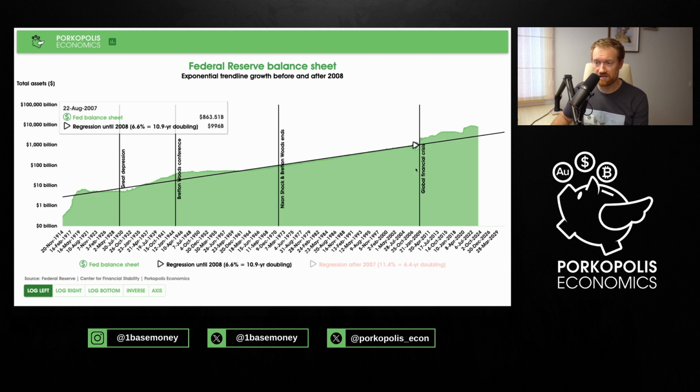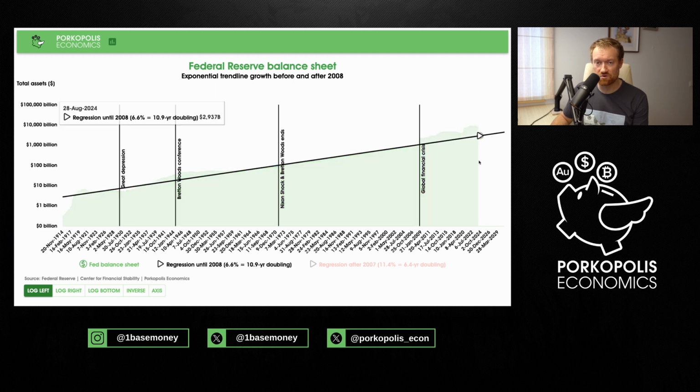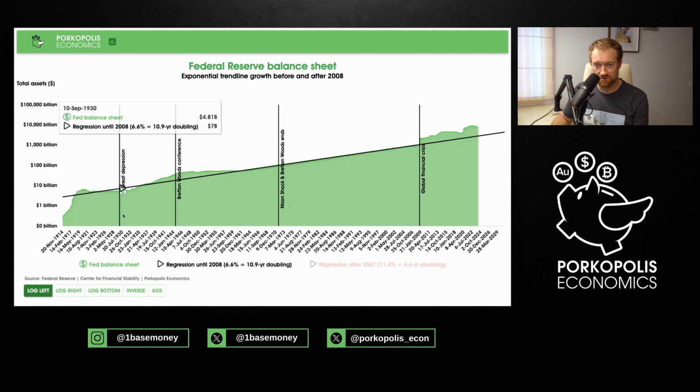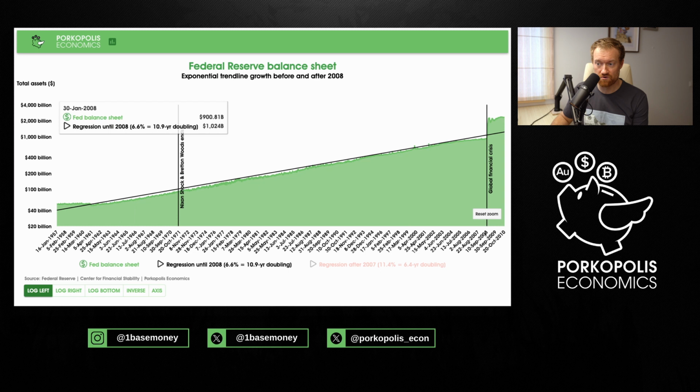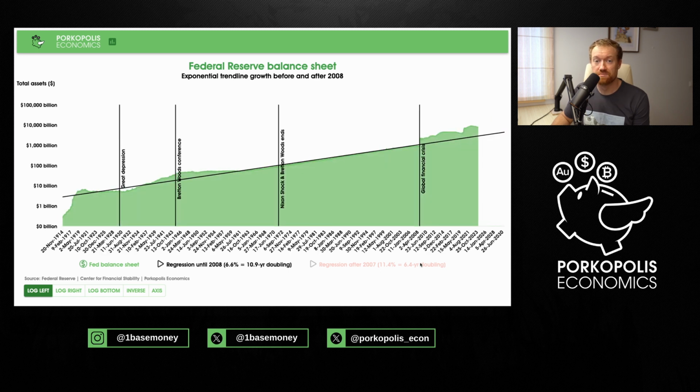But after the global financial crisis, we can see that things are quite a bit different. Okay. Yes, we had the Great Depression here. We had World War II here where we went under and above the curve. But generally, you can see that they were pretty much lockstep on this curve all the way up to the crisis. But from 2007, we have a completely different growth curve, and I'm going to draw that right now.